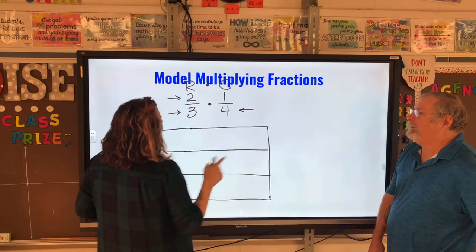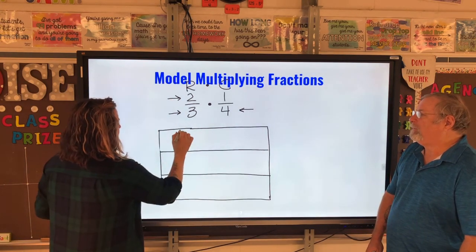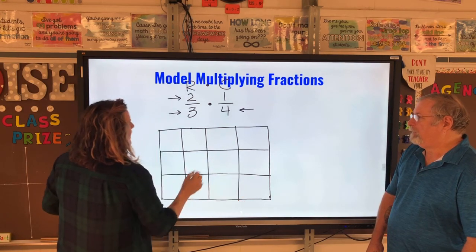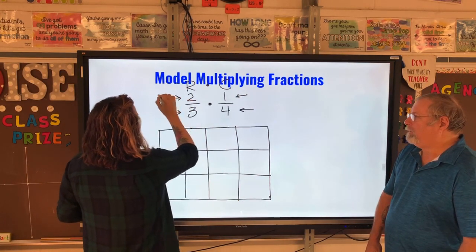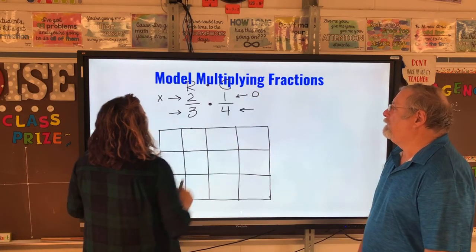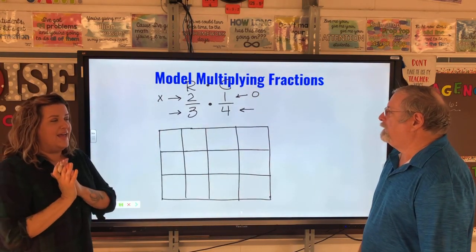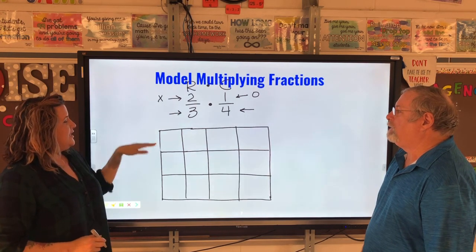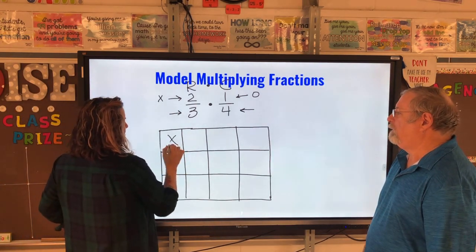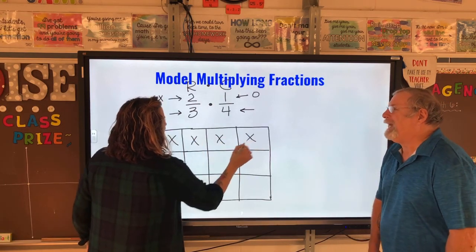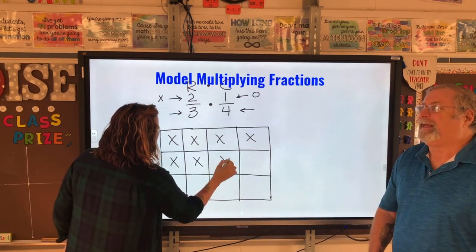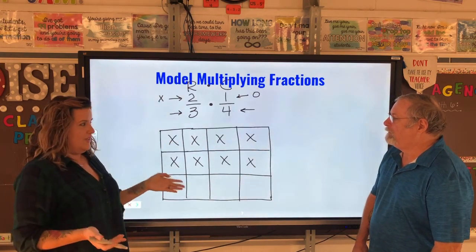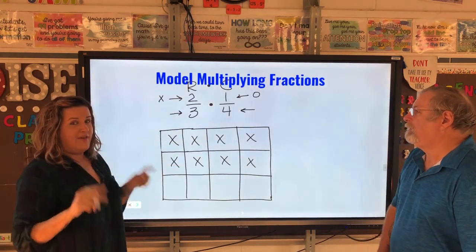Let's make our grid. The bottom number tells me how many columns I need. I need 4, so I'm just going to go 1, 2, 3, 4. And then the top will tell me how many I need. So these will be X's and these will be O's. Now that I have my grid, I can X and O. I need 2 rows of X's, so I put X's on all these. Okay, so that's 2/3 modeled: 2 rows out of 3 have X's.